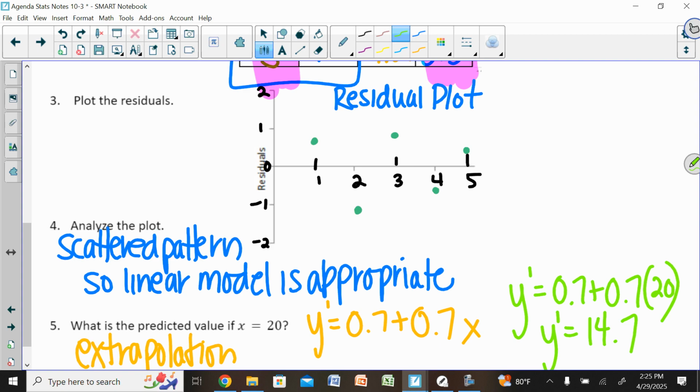So that's what we're going to look at for residuals. We're going to calculate residuals, make residual plots, and decide if a linear model is appropriate. And that is it for section 10.3.